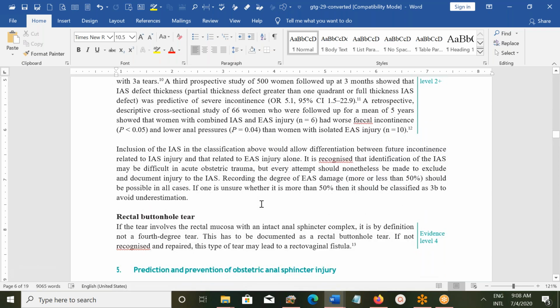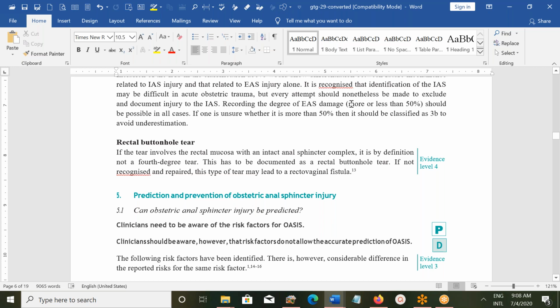You don't have to remember all of these things because these are just the studies. But you should remember that if you are doubtful whether to classify a tear as 3B or 3A, you will classify it as 3B. A typical exam question is that a woman has sustained a third degree perineal tear which has involved 50% of the external anal sphincter. So how will you classify that? Never classify that as 3A, that is always 3B, because with 50% you cannot quantify the degree, right?